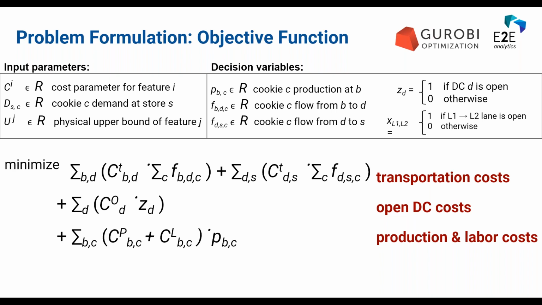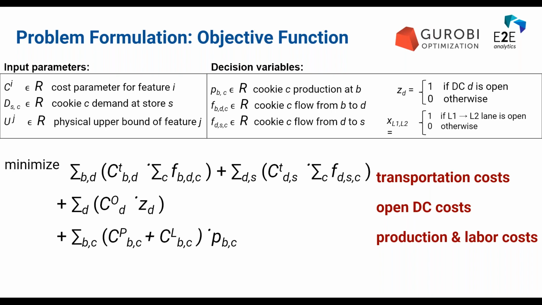And then we have our X variable, which is keeping track of whether a lane is open. And a lane here is referring to if there is any cookie flow from point A to point B, then that lane between those 2 locations is open. So we're going to keep track of that as well.